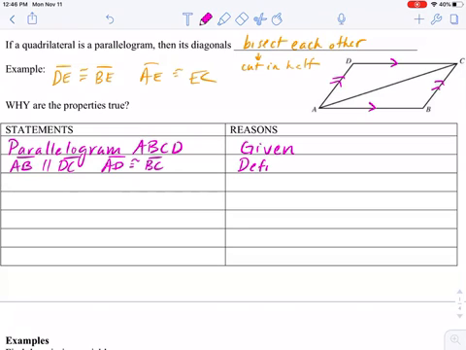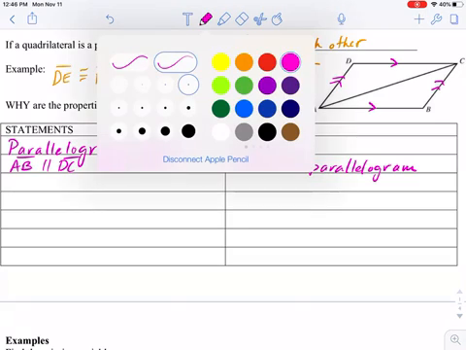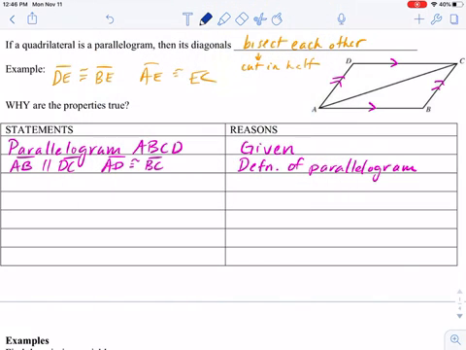And we know that because of the definition of a parallelogram. Now what I have is parallel lines cut by a transversal, and in the previous sections we learned that alternate interior angles are congruent. So angle DCA is going to be congruent to angle BAC.